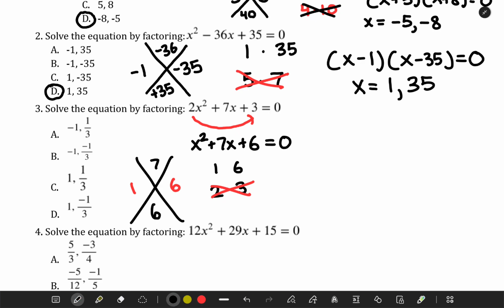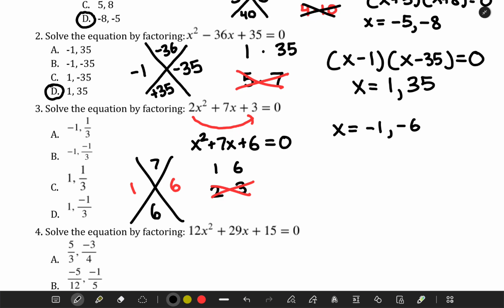Just like before, we're just going to write, and I don't want to write the factor form just yet. I just want to write the answer. So instead of positive 1 that I see here, it's going to be negative 1. And instead of positive 6, it becomes negative 6.